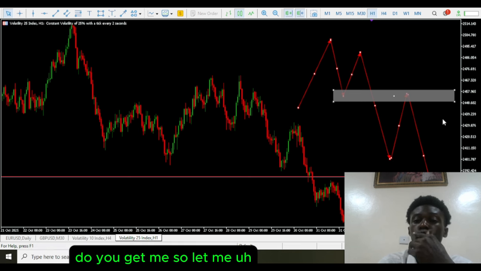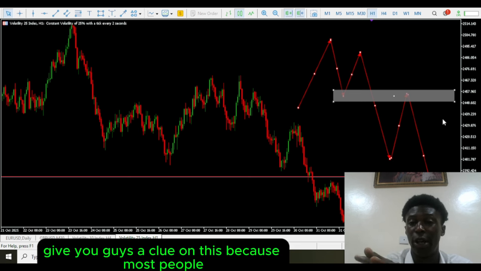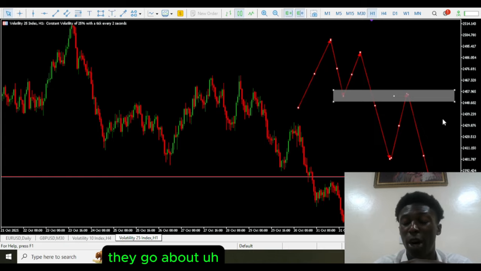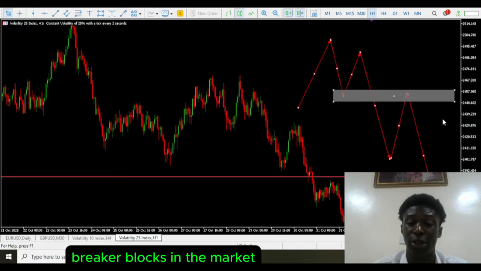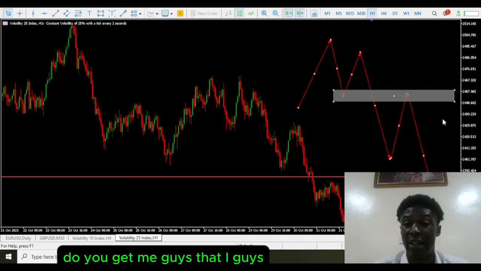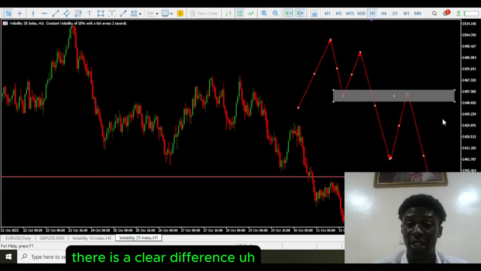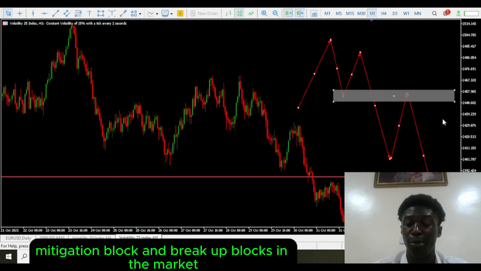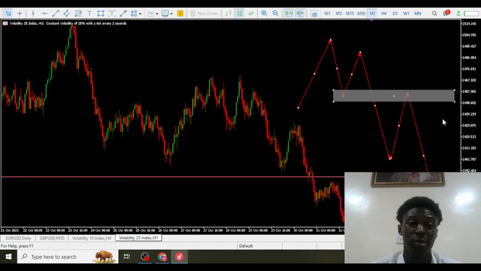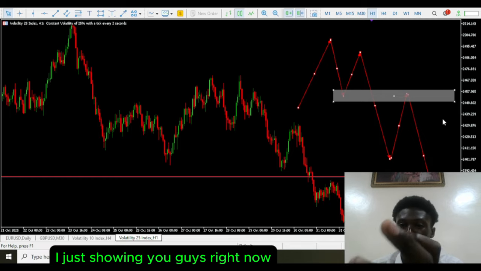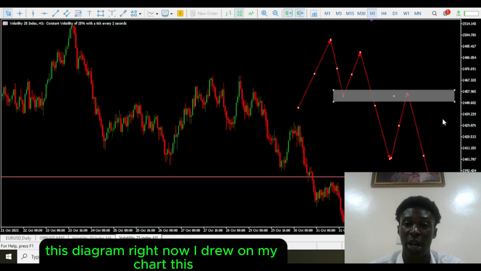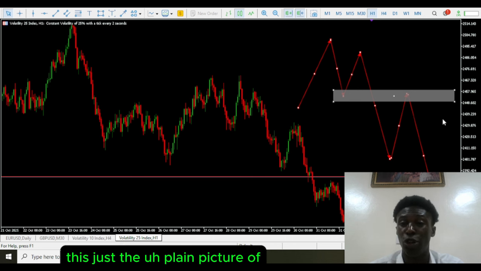So let me give you guys a clue on this, because most people go about replacing mitigation block with breaker blocks in the market. There is a clear difference between mitigation block and breaker blocks in the market. So mitigation block, this is it right now. This diagram I just showed you, this diagram I drew on my chart, is just the plain picture of a mitigation block on the chart.